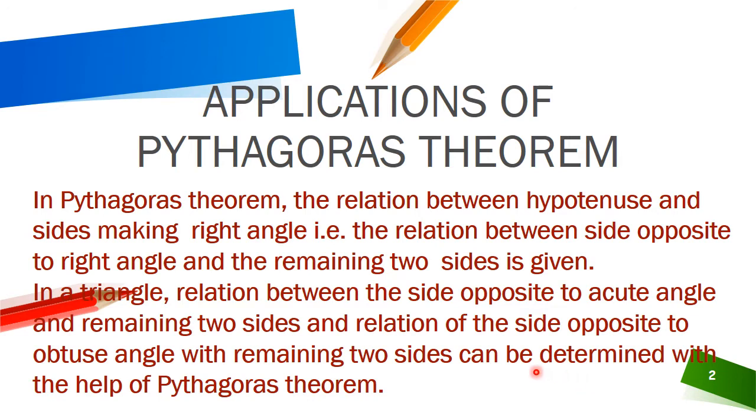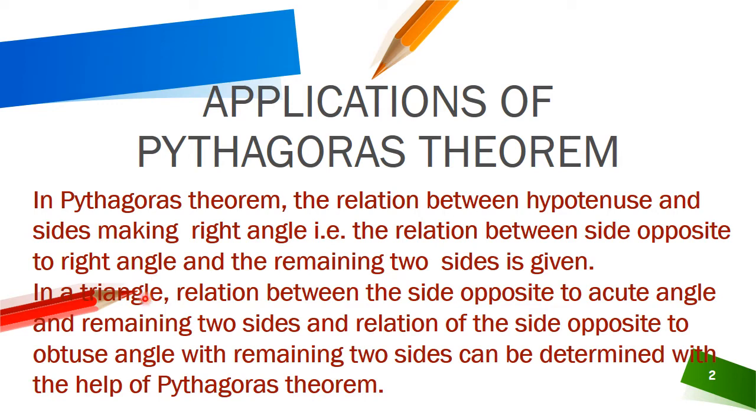Applications of Pythagoras theorem. In the Pythagoras theorem, the relation between the hypotenuse and the sides making the right angle is what we learned. That is the relation between the side opposite to the right angle and the remaining two sides. Hypotenuse means the side opposite to the right angle. So we learned the relation between these three sides: the square of the length of the hypotenuse is the same as adding the squares of the lengths of the other two sides.